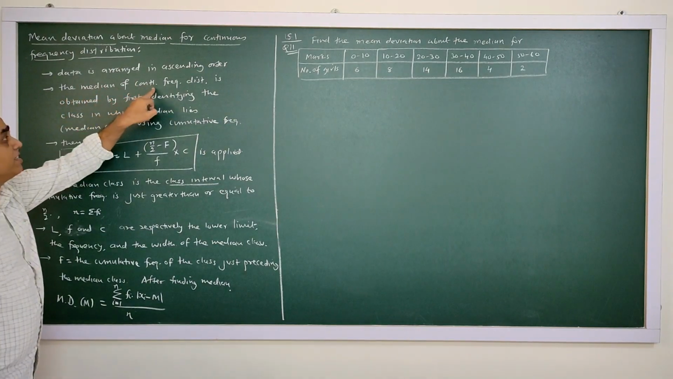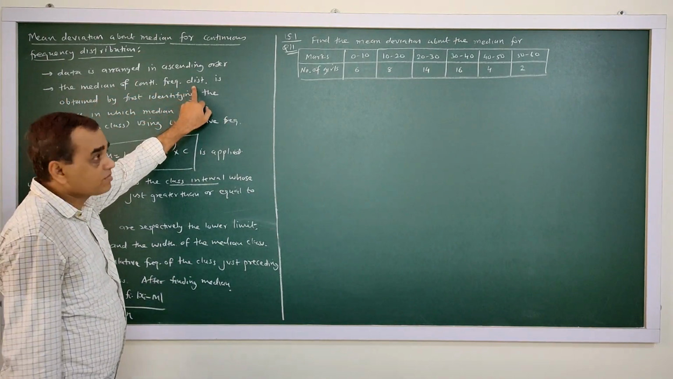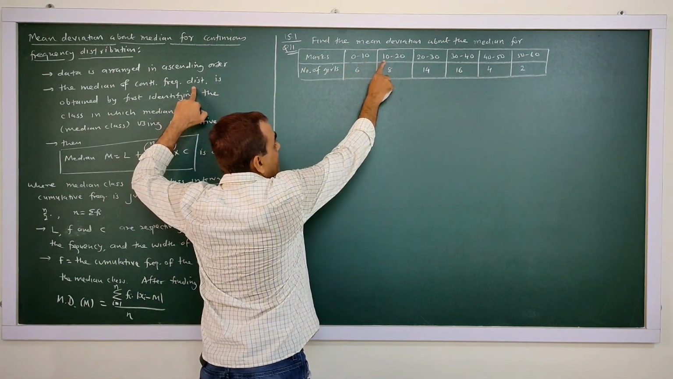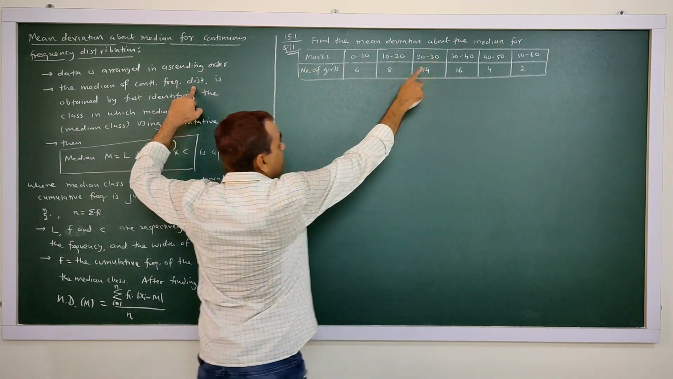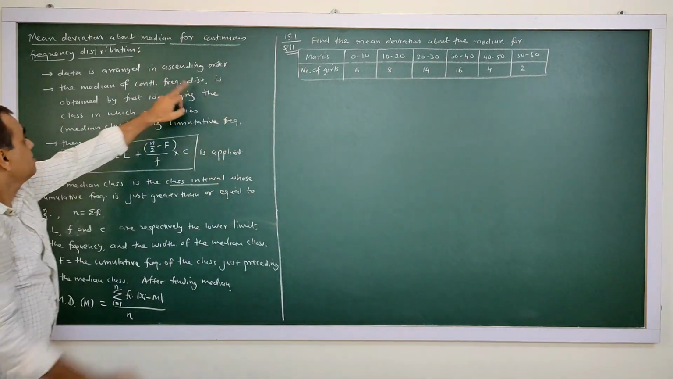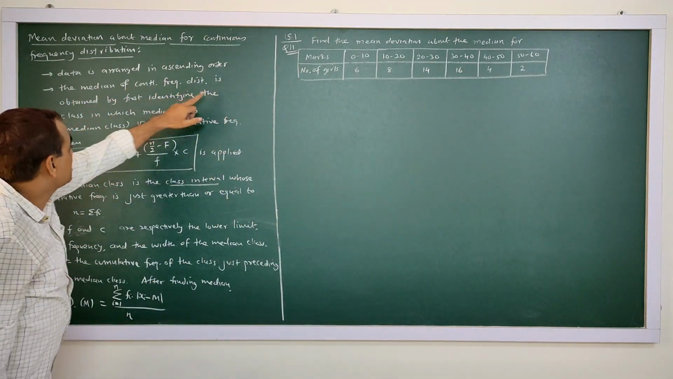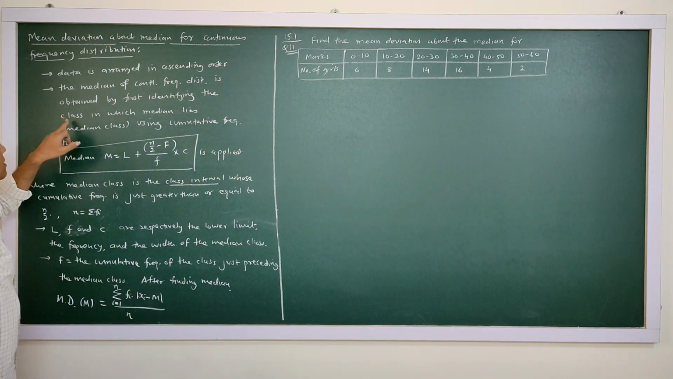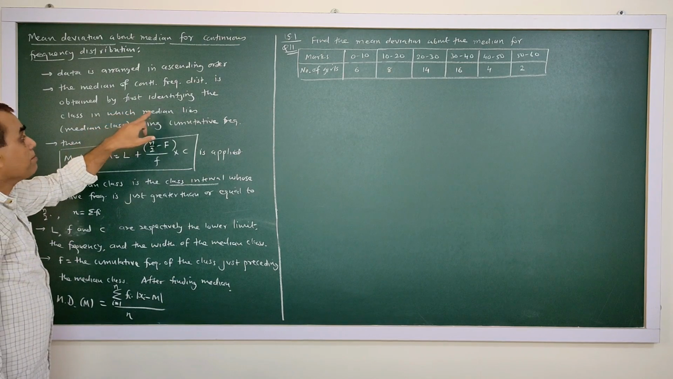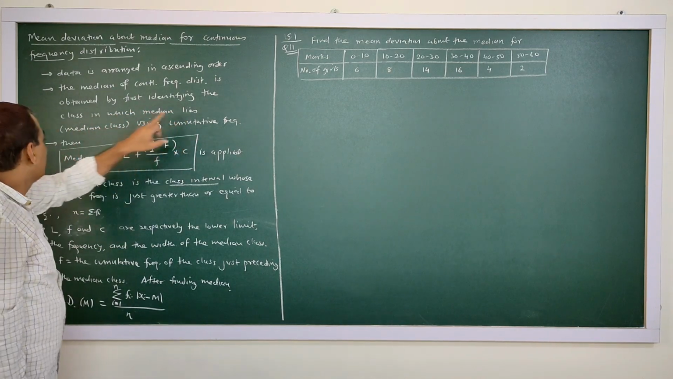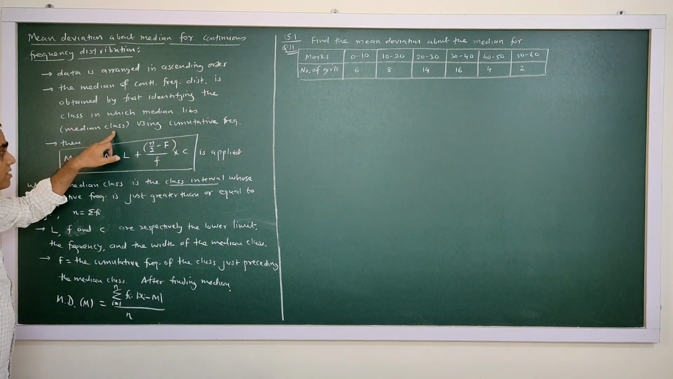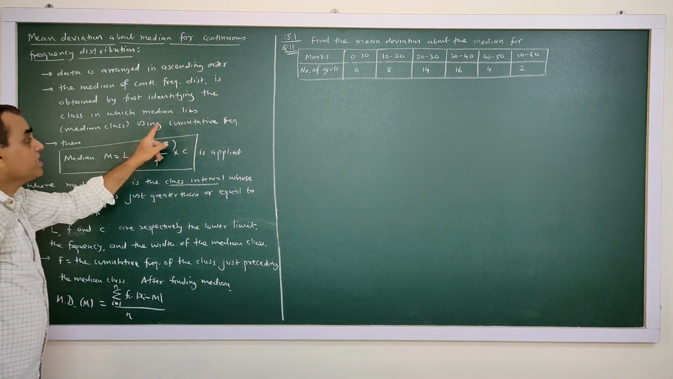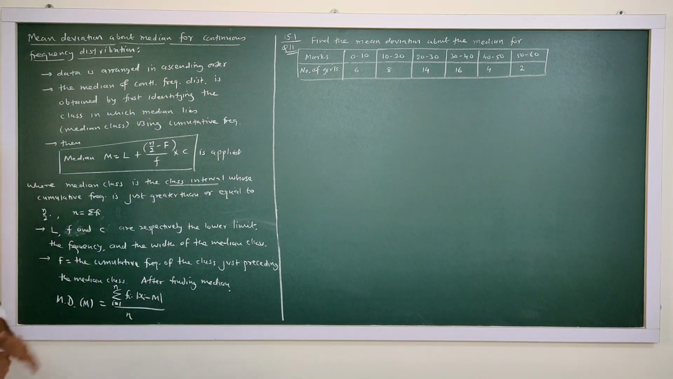The median of a continuous frequency distribution, this is continuous. 0 to 10, then immediately 10 comes, 10 to 20, 20 to 30, no gap, continuous. So the median of a continuous frequency distribution is obtained by first identifying the class in which the median lies, that is the median class. We shall find the median class using cumulative frequency.